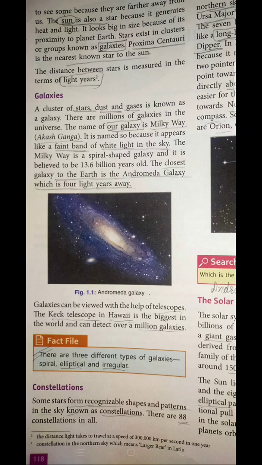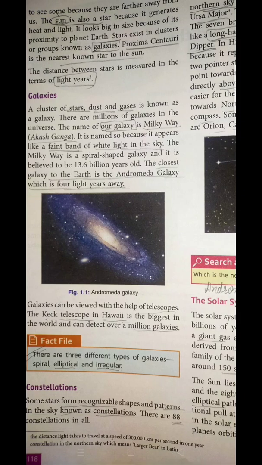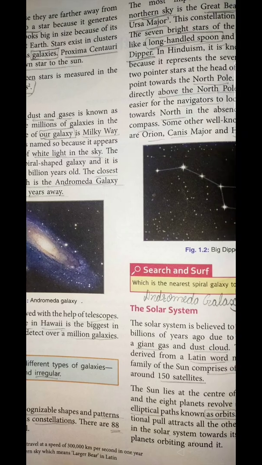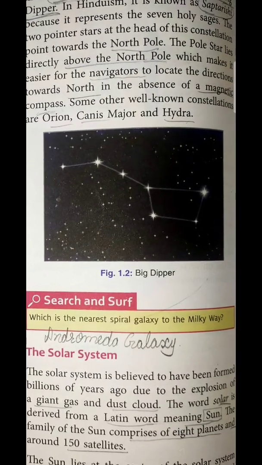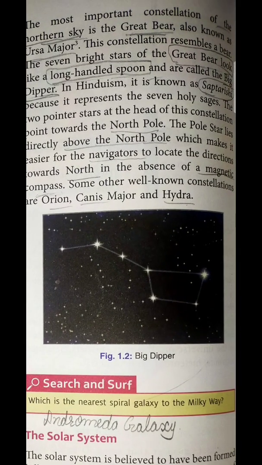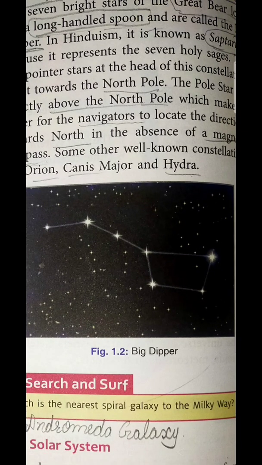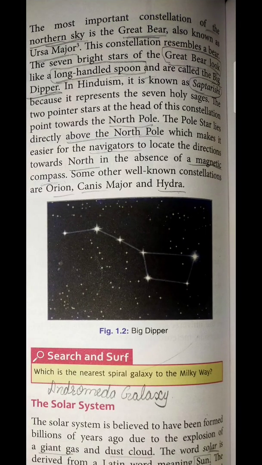The Great Bear, Ursa Major, is present in the northern sky. Here I am showing you how it looks. It is a kind of long handled spoon, and it is also known as the Big Dipper. Here you may check that the constellation is forming a shape that is represented in the sky. Okay. In Hinduism it is also known as the Saptarishi. Why is it known as the Saptarishi? Because the 7 holy sages are represented by this constellation.